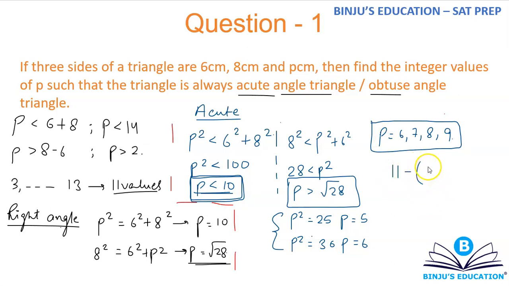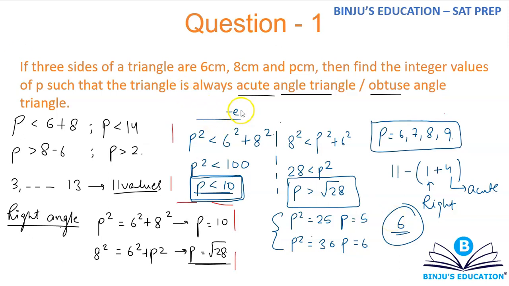I'm going to subtract 1 for right, and I'm going to subtract 4 for acute. So for the remaining 6, it has to be obtuse. Anyways, we're going to prove that also, don't worry about that. So let's see the obtuse part now.